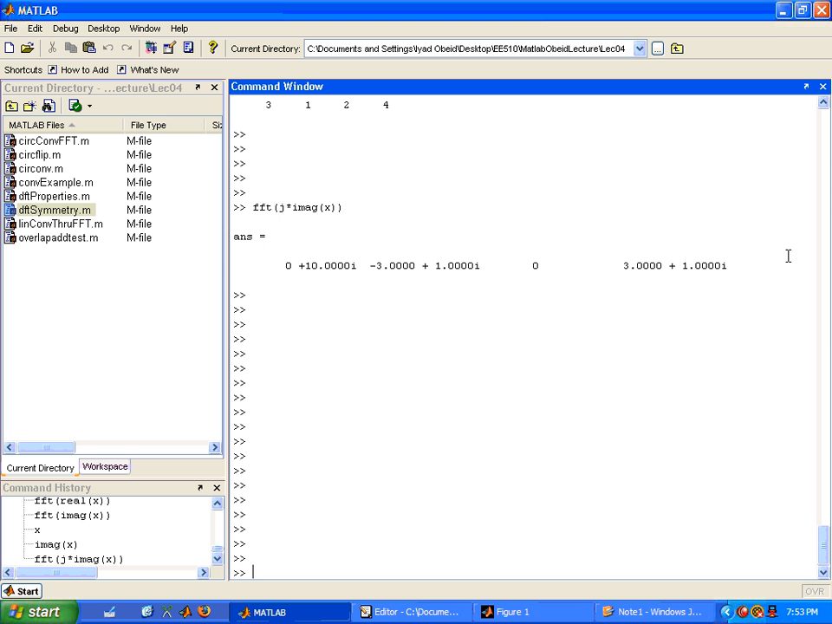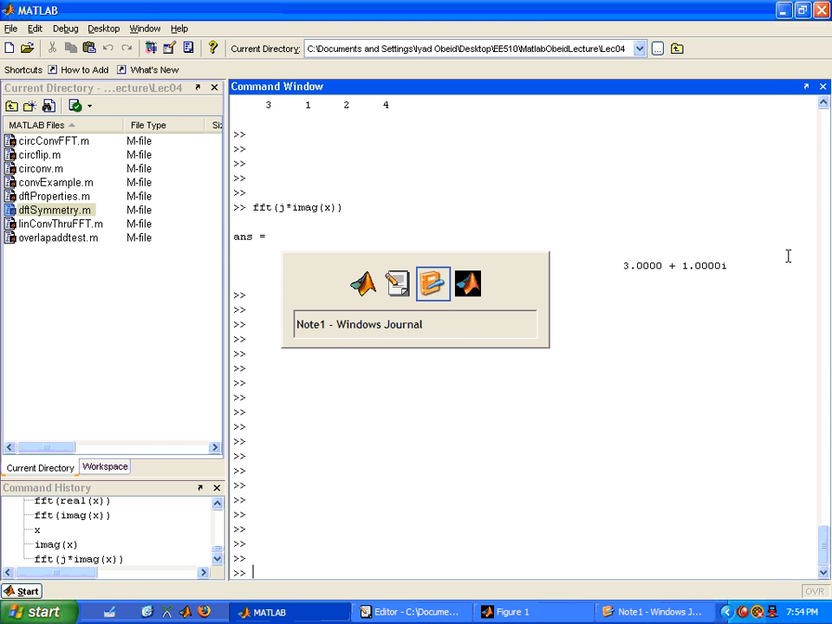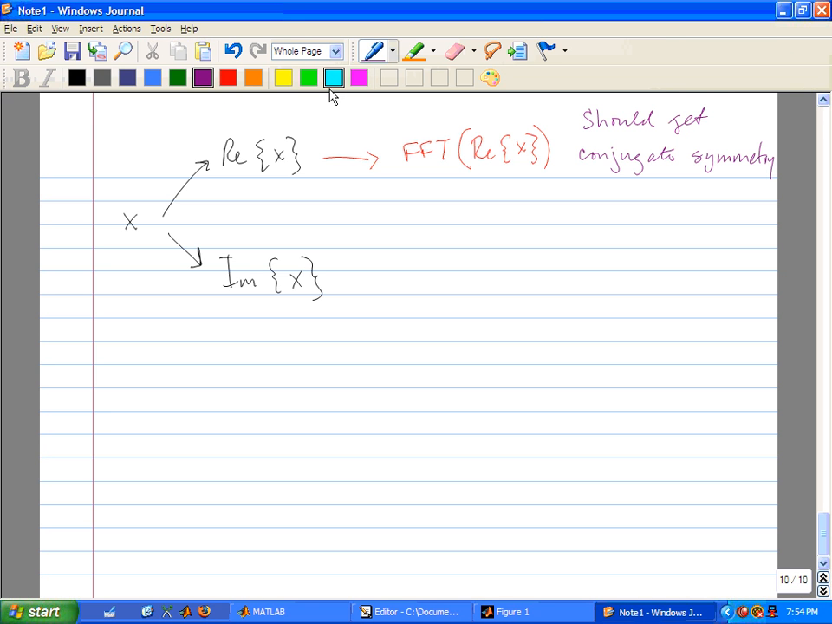So let's go and finish my little table. If we take the Fourier transform of j times the imaginary part of x, we should get conjugate antisymmetric.